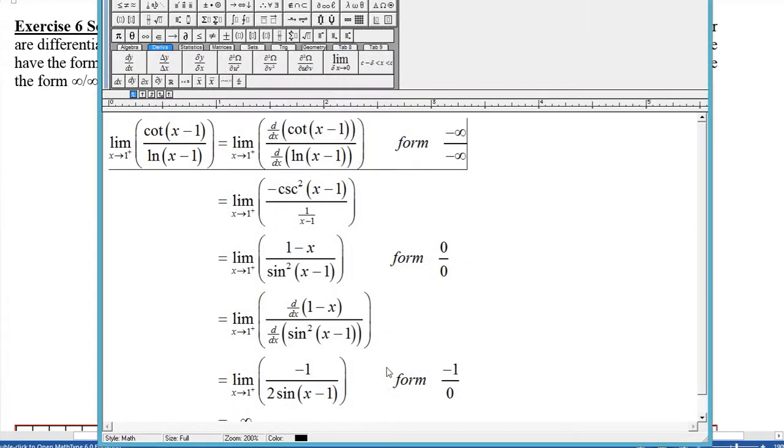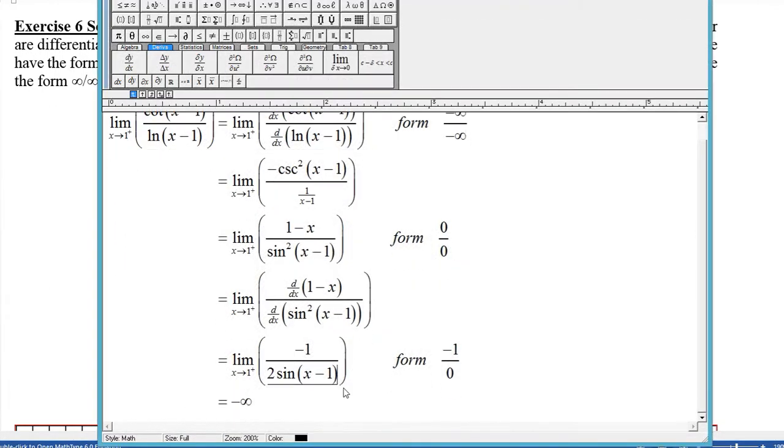Oh, that's wrong. Let me see if I can fix that. The conclusion's right, but we have to do the chain rule right here. So v is sine of x minus 1. This is v squared, and so we get 2v times the derivative of v. So we have to do the derivative of sine of x minus 1, which is actually cosine of x minus 1. And then you have to take the derivative of the inside part, which is times another 1.